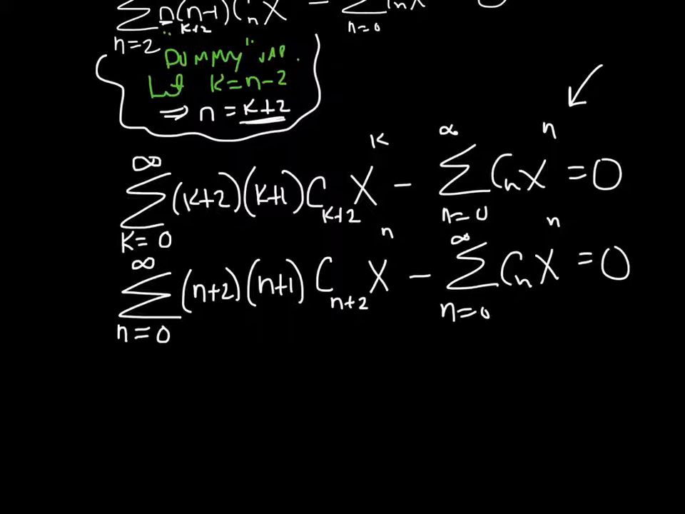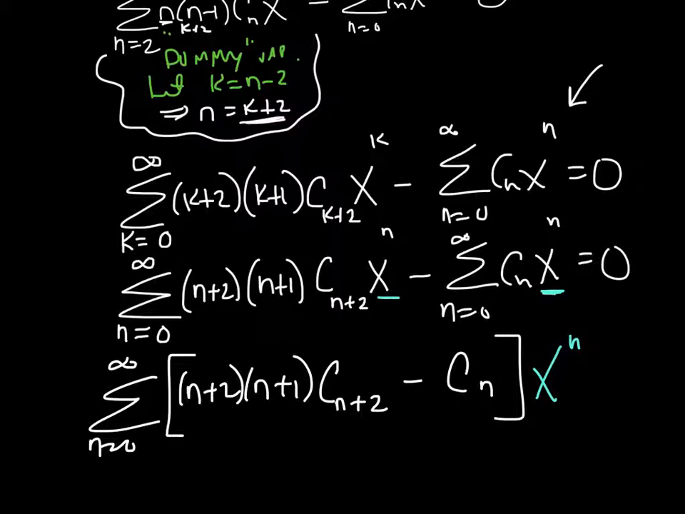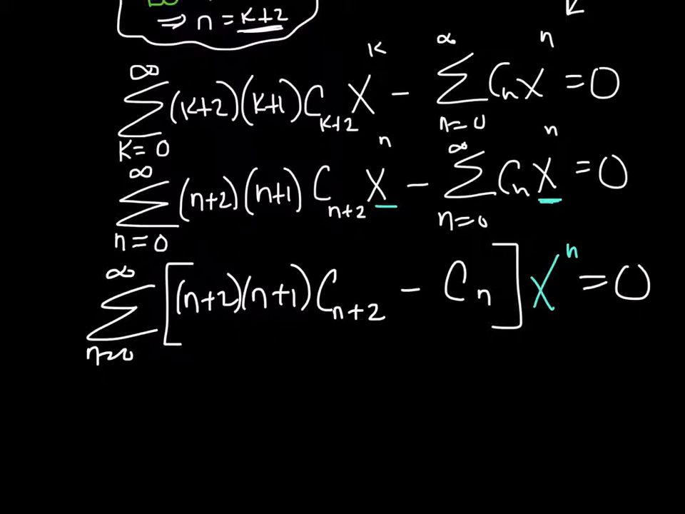Okay, so we can use power series operations. I'm starting at n equals 0 to infinity, and I'm basically factoring out an x to the n. Let me just get a different color here. We have, I'm really factoring this, so I have (n+2)(n+1)c_(n+2) minus c_n, times x to the n, equals 0. That's just using power series operations, term by term.